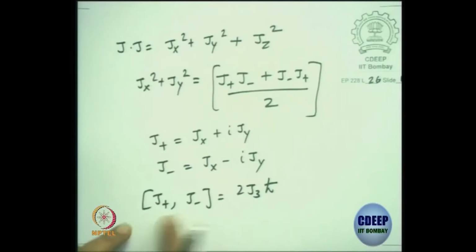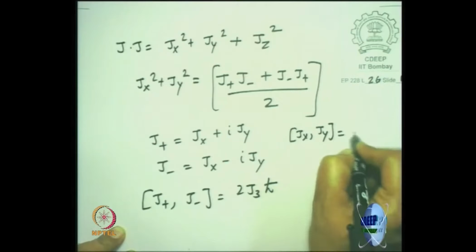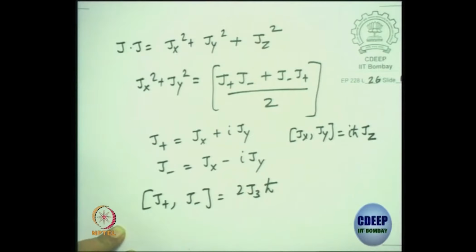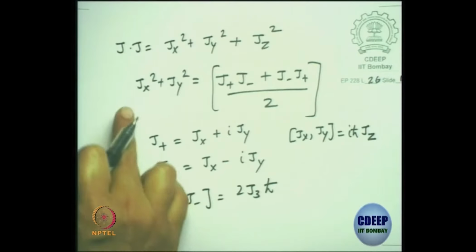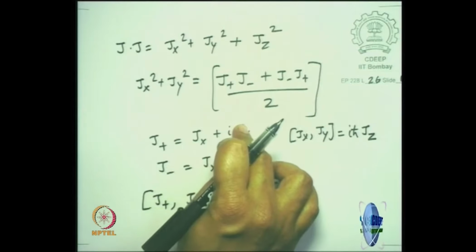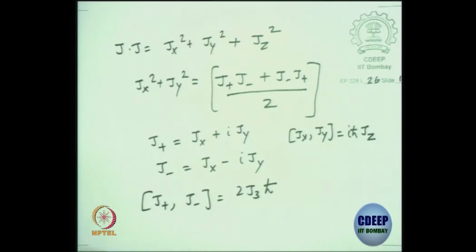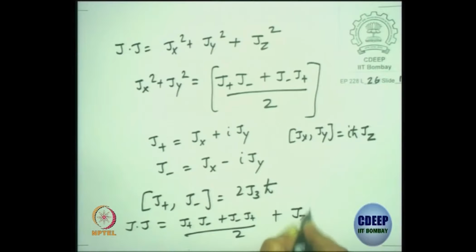This can be derived from using the fact that the commutator of Jx and Jy is i h cross Jz. Use this fact and you can derive this. So Jx squared plus Jy squared is this, and Jz squared you can just write, add to it, and that will give you the J dot J. J dot J will be the symmetrized combination of J plus J minus, divided by 2, plus Jz squared.